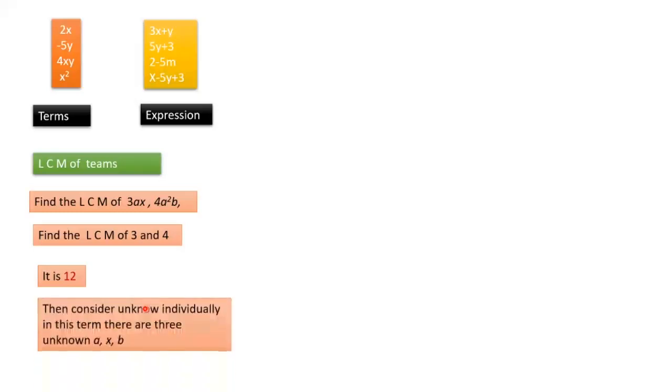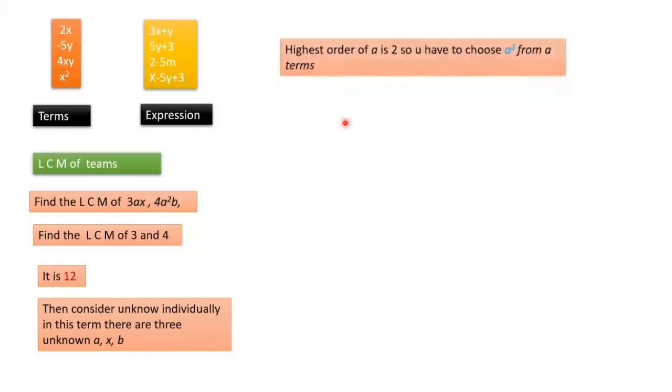Next, consider the unknown values individually. In these terms there are three unknowns, so you have to think about the unknowns individually. What are the unknowns here? A is an unknown. What is the other one? X. There is an x also. Any others? Yes, b is there. These are the unknown values. Then the highest order of a is 2.